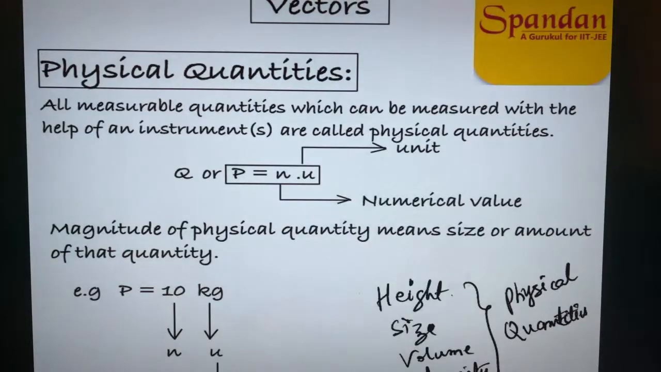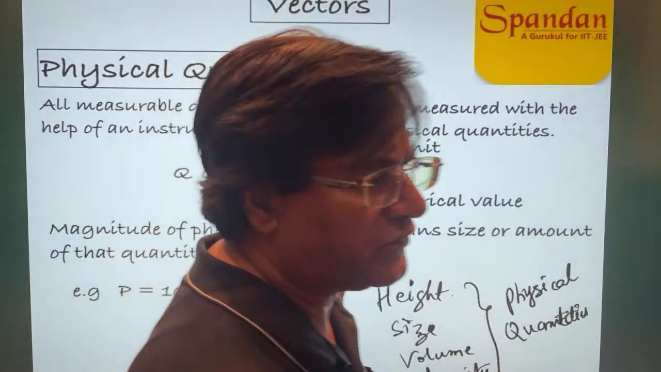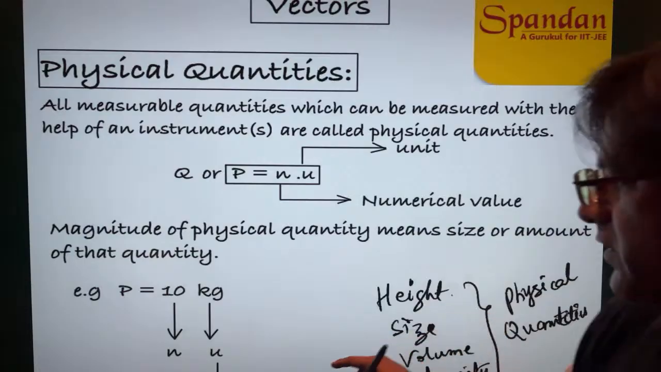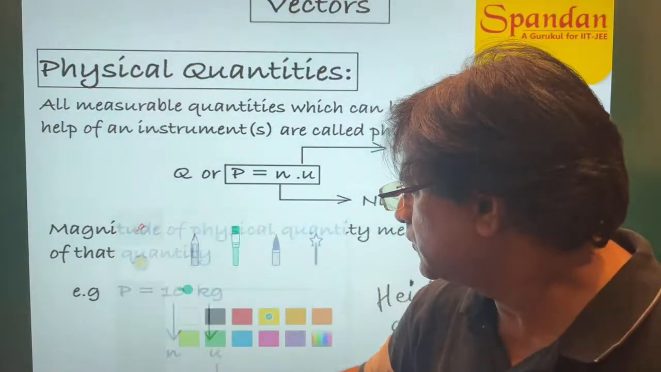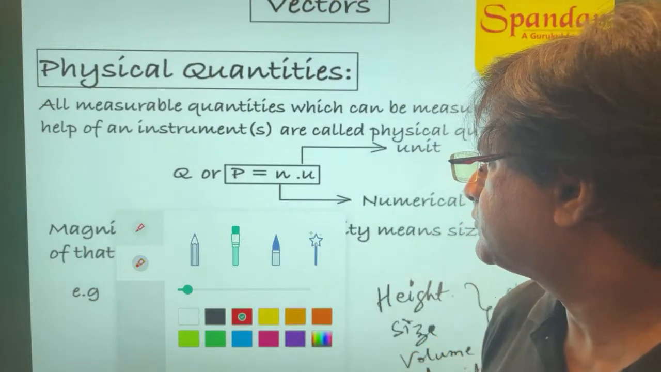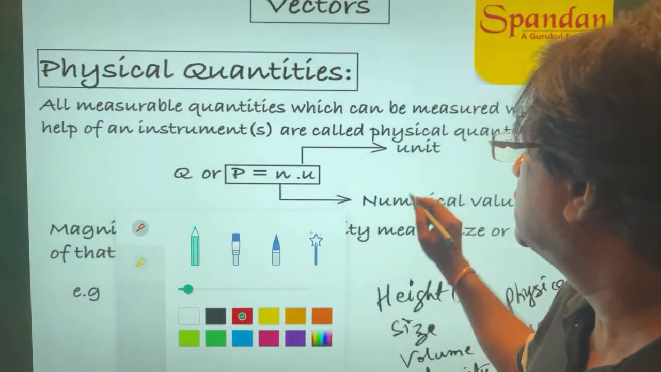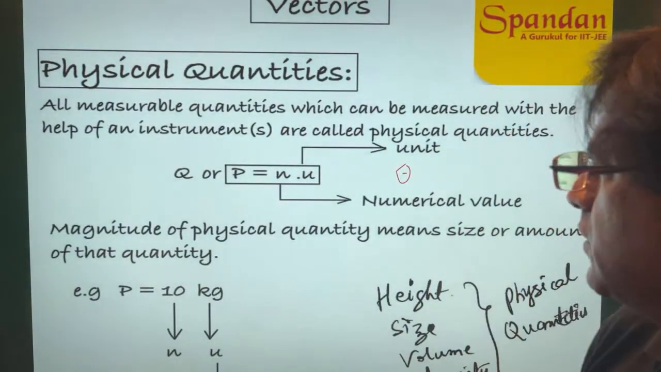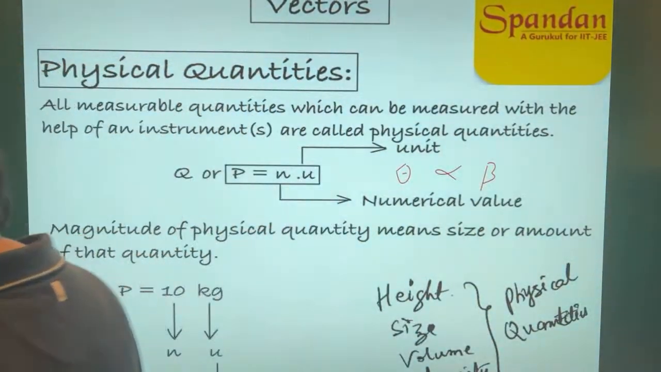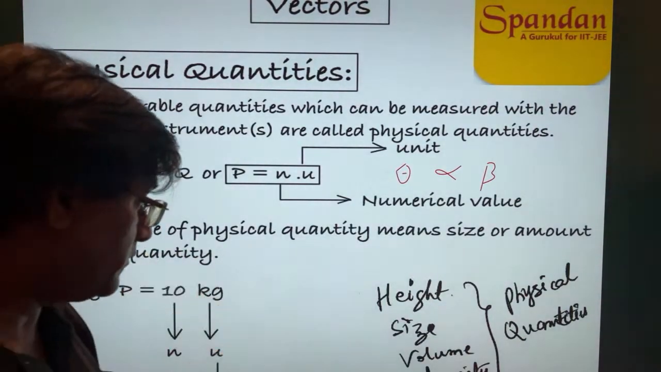Symbol, we have a freedom. We can choose any symbol to represent a physical quantity. That means if we are dealing with say some angle, then we can choose theta as symbol, or say alpha angle, or say beta. So these are say physical quantities. So any letter we can use, any symbol we can use for a physical quantity.